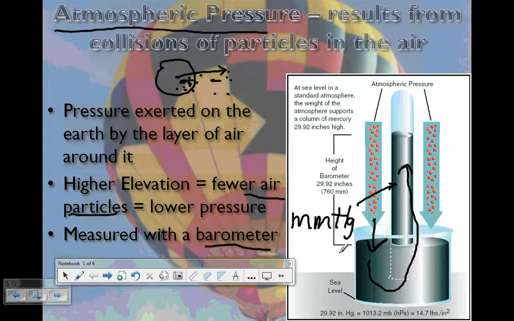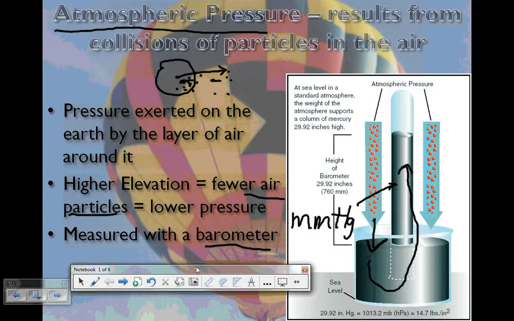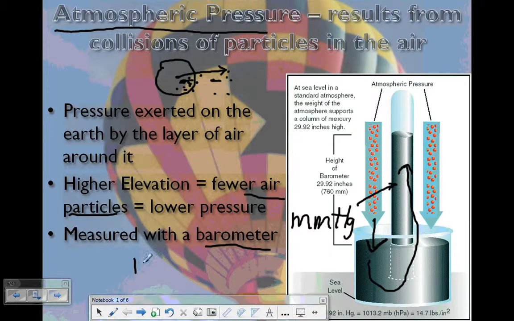But in the scientific units, the SI units for pressure, we're going to call those kilopascals. And you already know at sea level that air pressure is 101.3 kilopascals. We call that standard pressure. 101.3 kilopascals corresponds to 29.2 inches of mercury. Inches, of course, is not a metric unit, so we don't use that one very often. Or 760 millimeters of mercury.